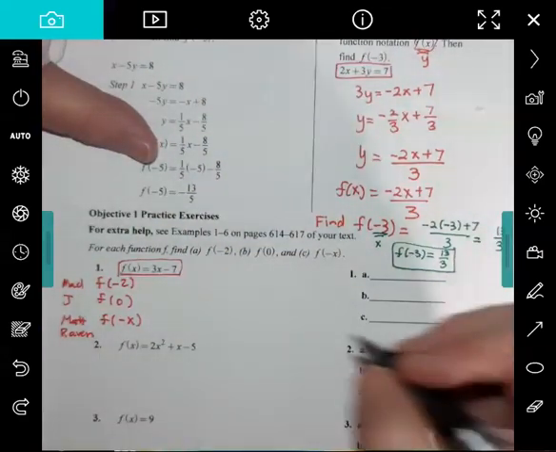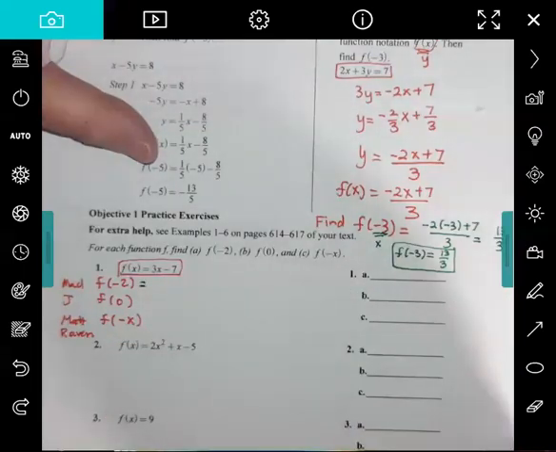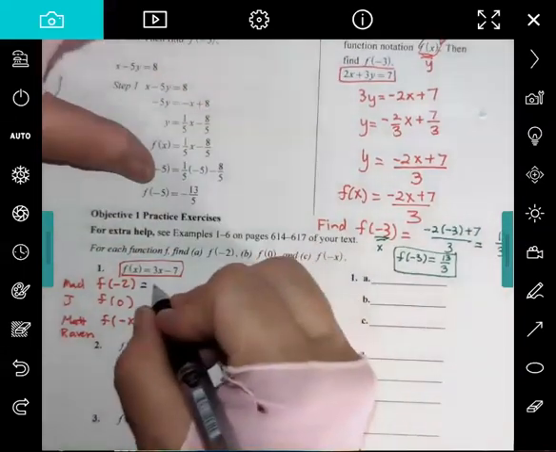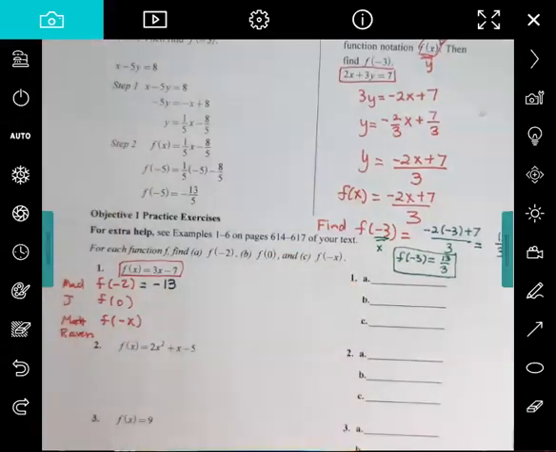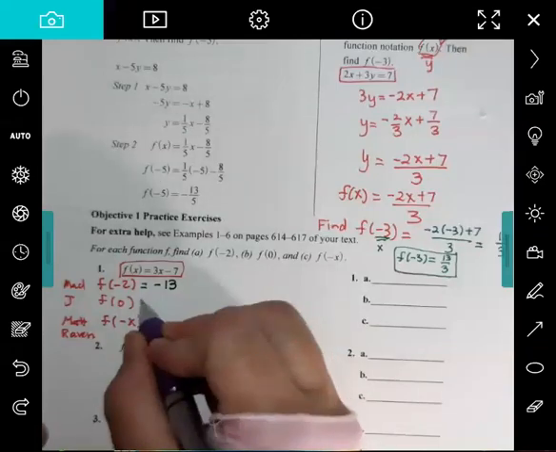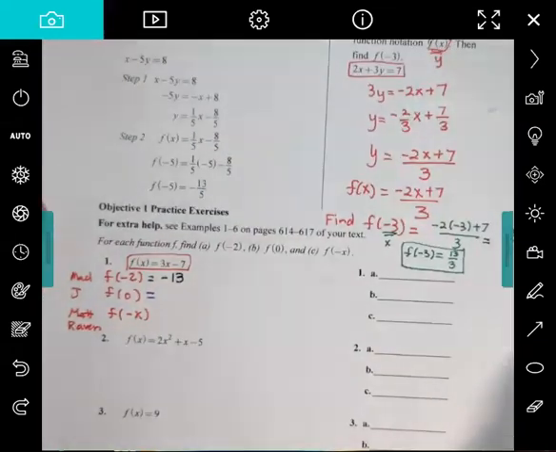Madeline, what is f of negative 2? Negative 13. It actually is. I don't mean to sound surprised. You usually get things right. And it sort of sounded like, oh, you're right this time. Wow, how about that? Okay.